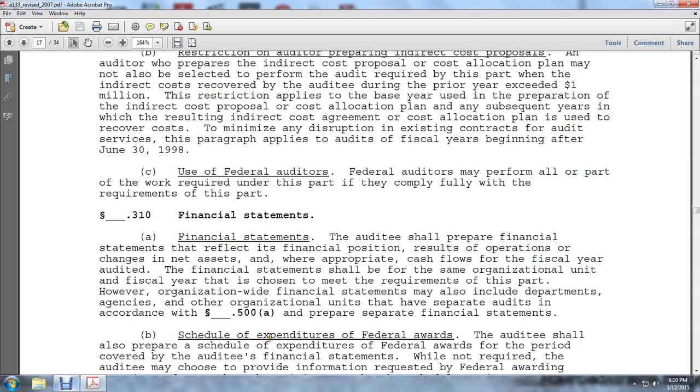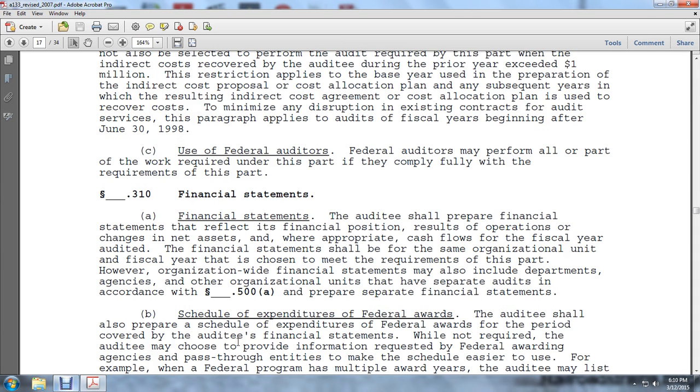The auditee shall also prepare a schedule of expenditures of federal awards for the period covered by the auditee's financial statements. While not required, the auditee may choose to provide information requested by federal awarding agencies and pass-through entities to make the schedule easier to use.